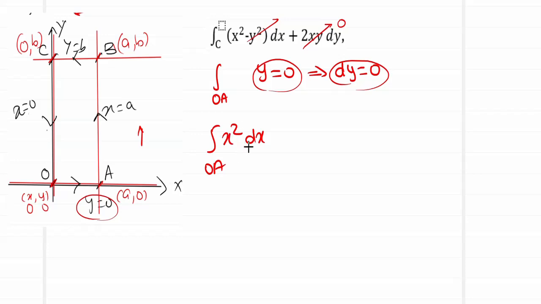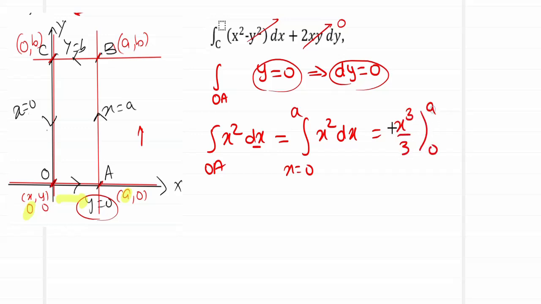Now what is the variable of integration? The variable of integration is x. So let us fix the limit for x. My x begins with 0, it moves in this direction and ends with a. So x varies between 0 to a. If I integrate x square, it becomes x cube by 3 between the limits 0 to a, and hence I have the answer a cube by 3. My first line is done.